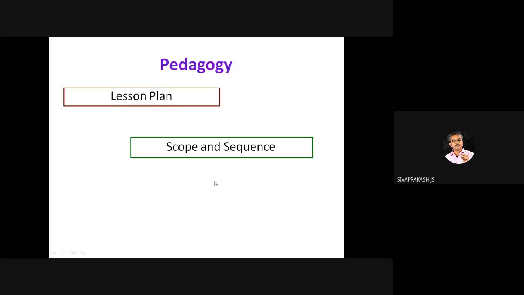Then, what is pedagogy? Pedagogy deals with two major things. One is lesson plan. It used to start with the curriculum, right? It has two branches. One is lesson plan, and the other one is scope and sequence. This is most important for a teacher.